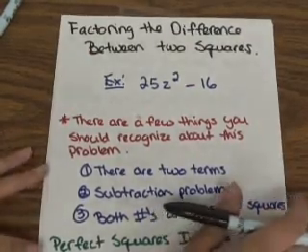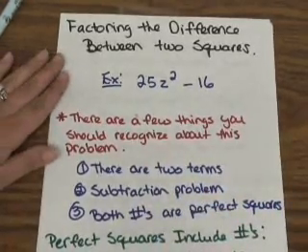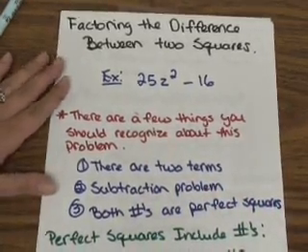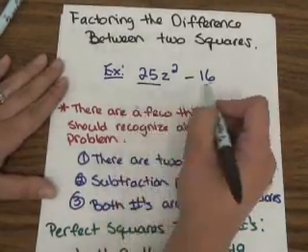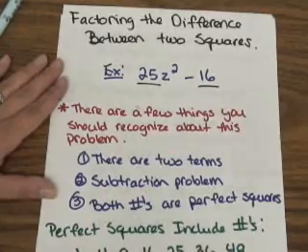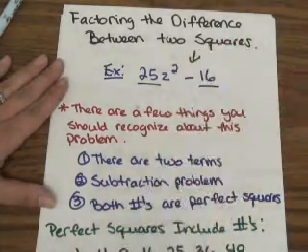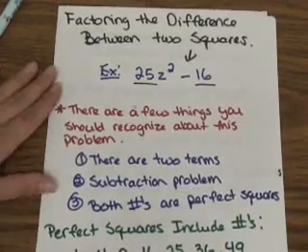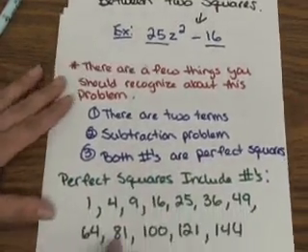When factoring the difference between two squares, there are a few things you should recognize about these kinds of problems. One, there are two terms. Two, it's a subtraction problem, hence the minus sign. And the third thing is that both numbers are perfect squares.